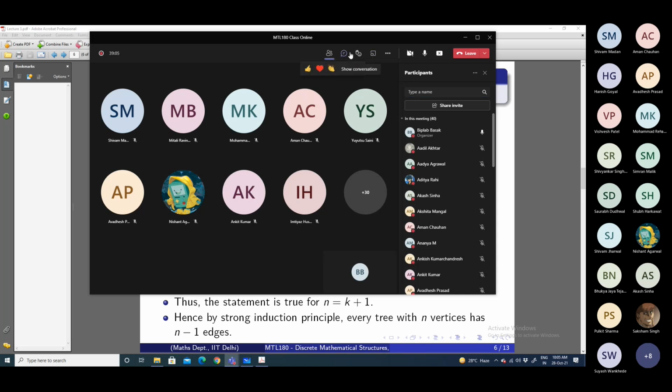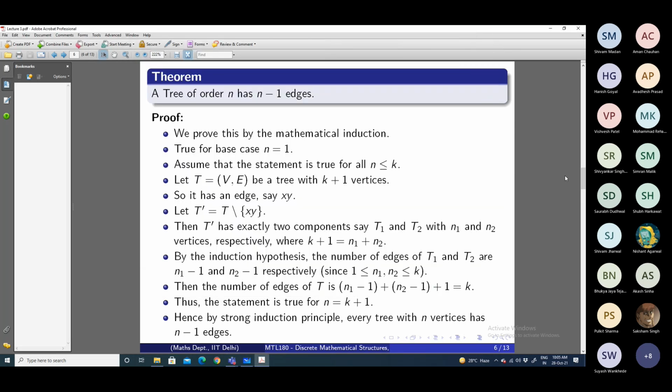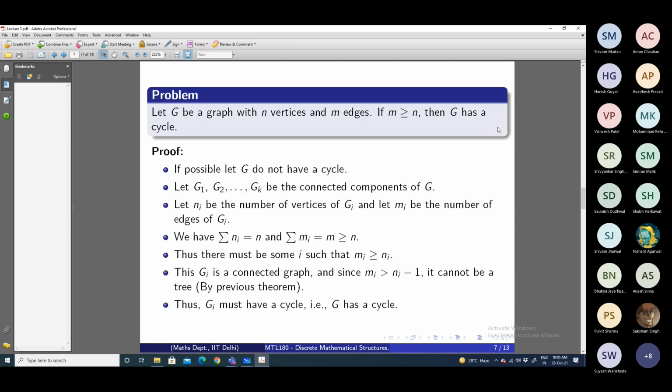So anyway, we go back to our lecture. Fine. So this is fine, that is a very simple proof. Now again, this is very simple. Now it says that let G be a graph with n vertices and m edges. Okay, n vertices and m edges. Now if m is bigger than or equal to n, then G has a cycle.